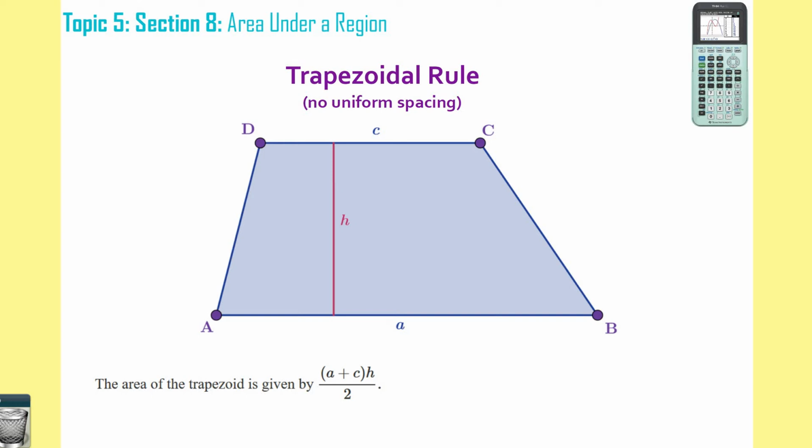Hello, today we're going to talk about topic 5, section 8. This is area under a region. So, first of all, we need to understand the trapezoidal rule. Okay, we know trapezoids and hopefully remember the formula, right? The average of the bases times the height. Okay, why is that important?